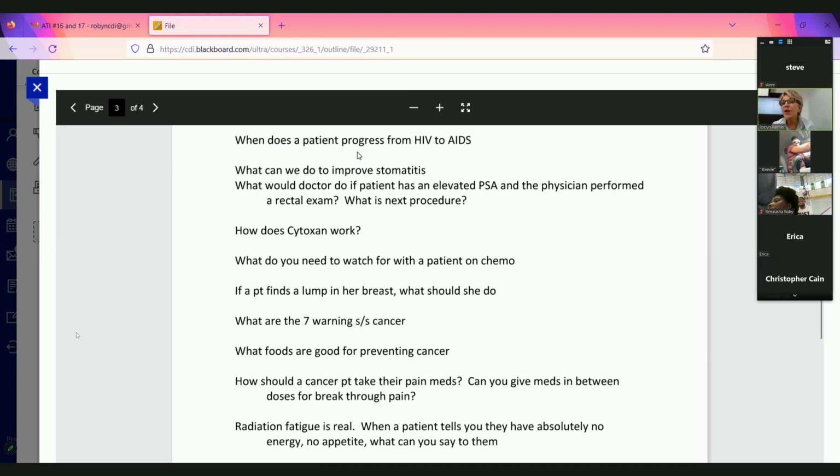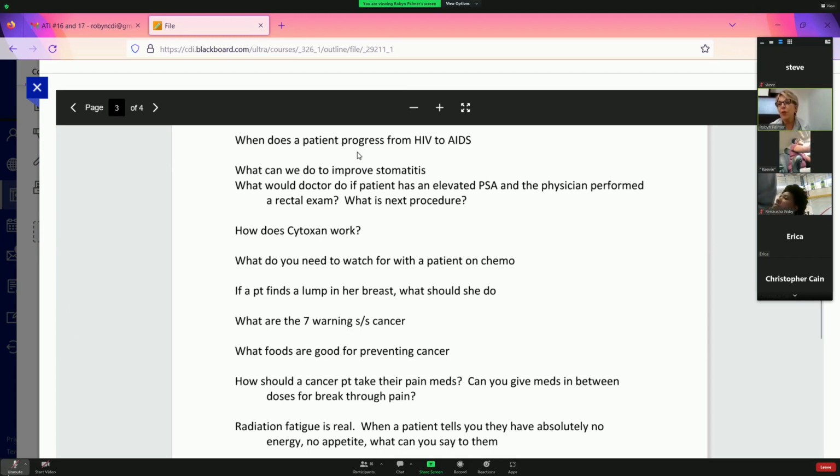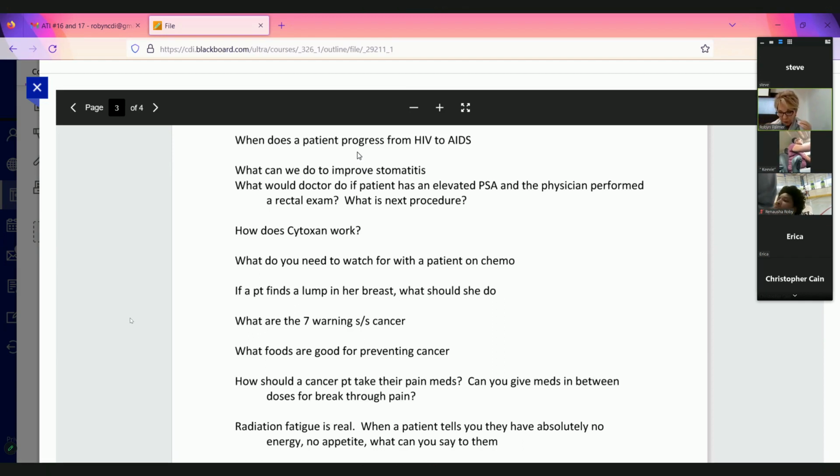So when do you get the diagnosis of AIDS? When do you progress? When is it changed from you are HIV positive to AIDS? What happens when you get a positive HIV? Yeah, 3 criteria.